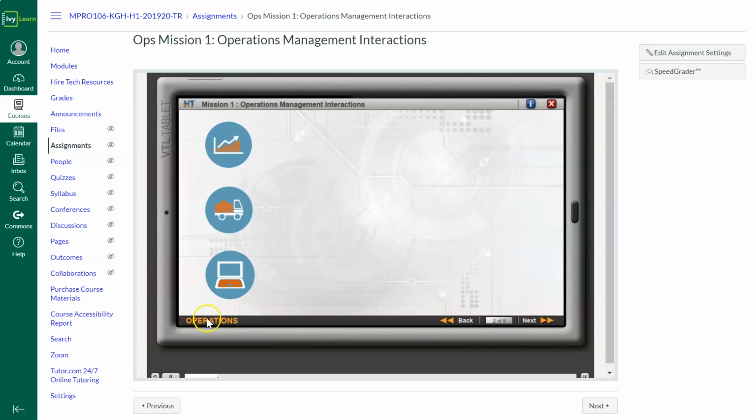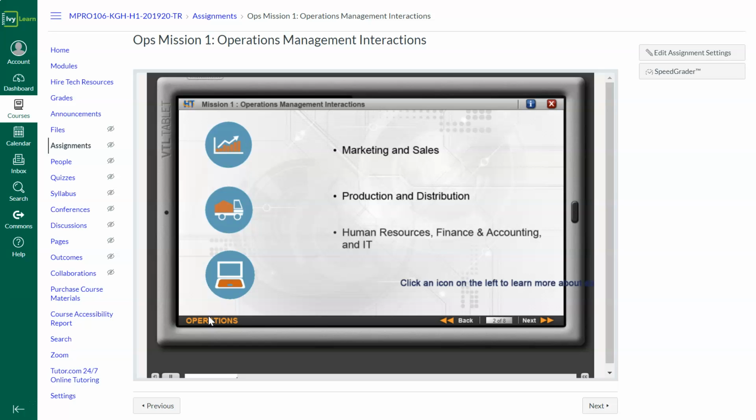Operations management interacts with three major areas of the company. These areas are marketing and sales, production and distribution, human resources, finance and accounting, and IT. Click an icon on the left to learn more about each area.